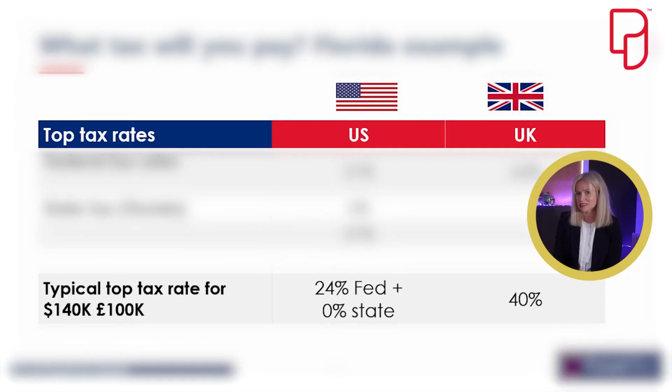Now that's all very well and good, but let's look at a real example. So we're going to look at an individual earning £100,000 or the equivalent in dollars, which today, when we're recording this video, is $140,000. So in the US, the actual rate of tax for that amount of income is just 24% in comparison to the UK at 40%. Well, that looks much better in the US, particularly in Florida, compared to the UK.